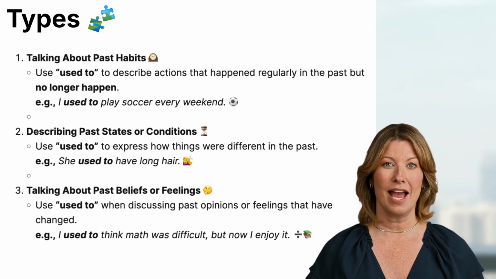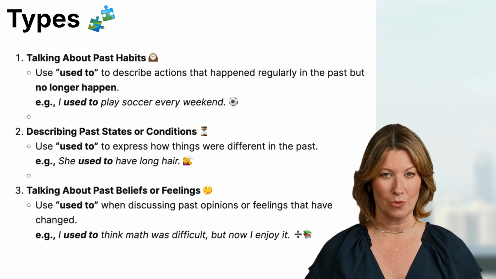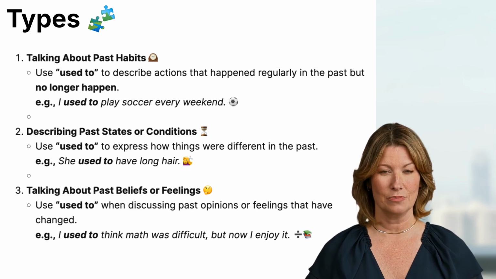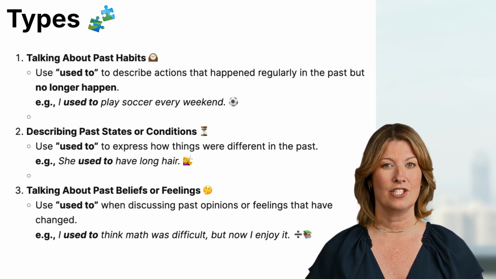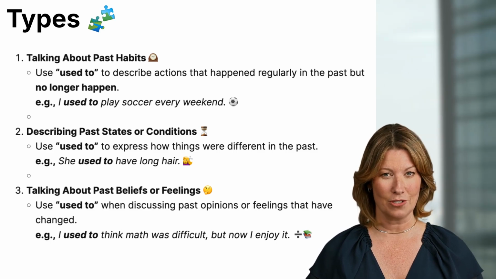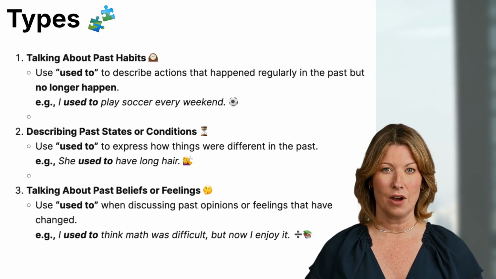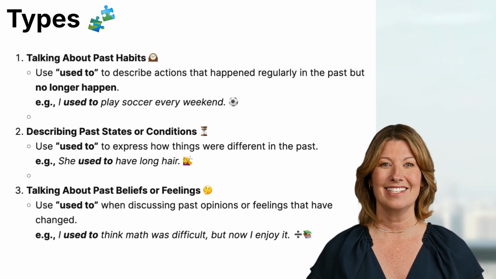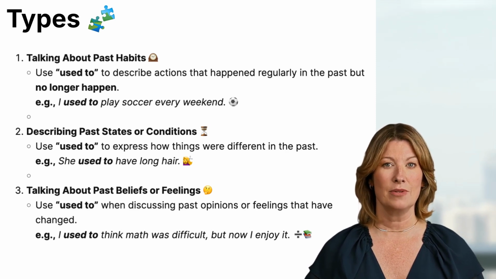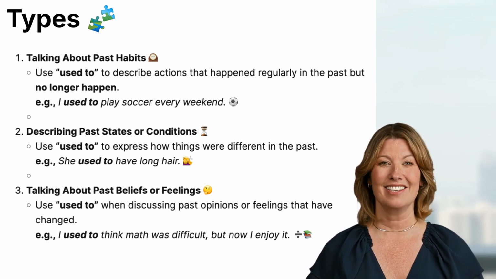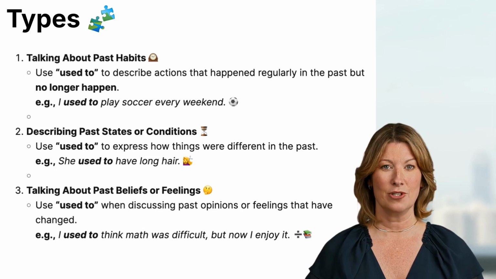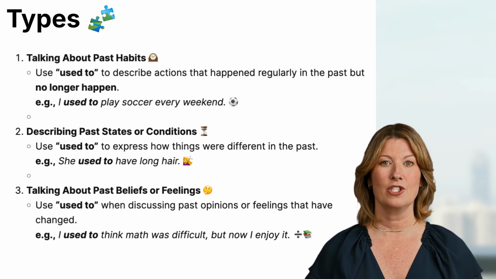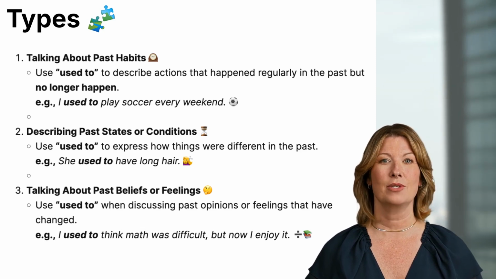If you're talking about a habit that was true in the past but not anymore, use used to. 2. Describing past states or conditions. We also use used to describe how things were different in the past. This could be about a person, a place, or a situation. Example, she used to have long hair. This means that in the past her hair was long but now it's different. Another example, this neighborhood used to be very quiet but now it's busy. If something was true before but has changed, used to is the right choice.